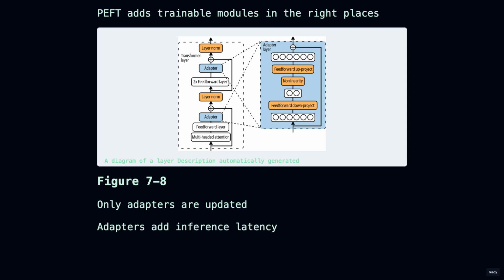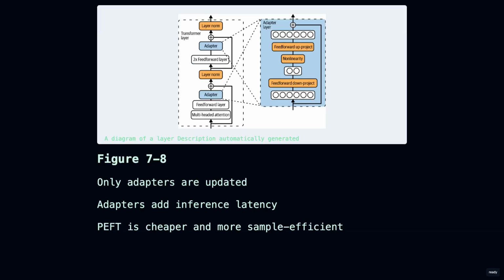There's a trade-off, though. Because adapters add extra layers, the model has more work to do at inference time, so serving can be slower. That trade-off is still attractive because PEFT makes fine-tuning accessible on much cheaper hardware. It can also work well with far less labeled data than full fine-tuning often requires.